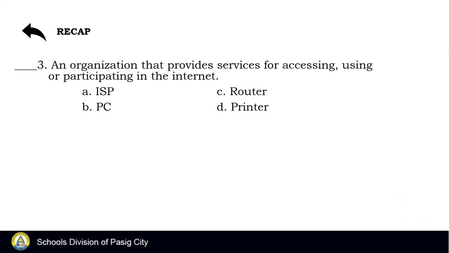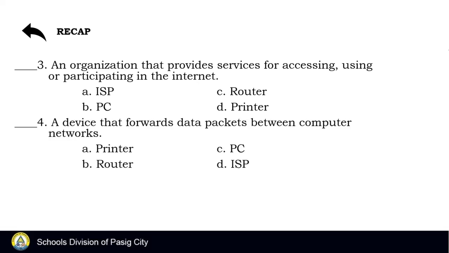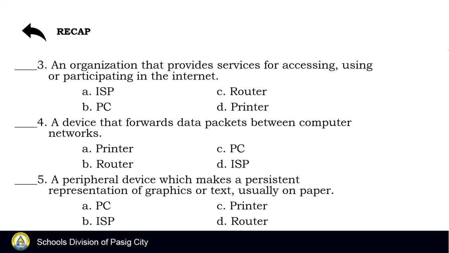Number 3, an organization that provides services for accessing, using, and participating in the Internet. Number 4, a device that forwards data packets between computer and networks. Number 5, a peripheral device which makes a persistent representation of graphics or text, usually on paper.